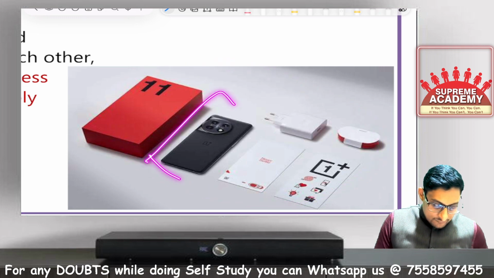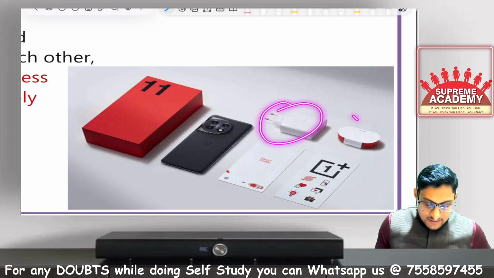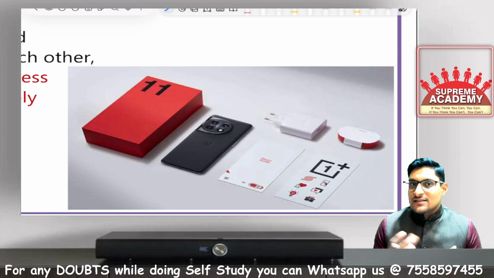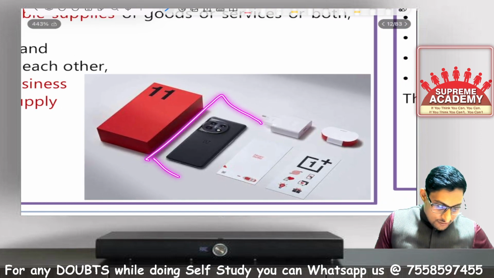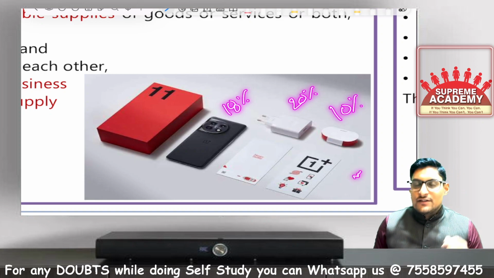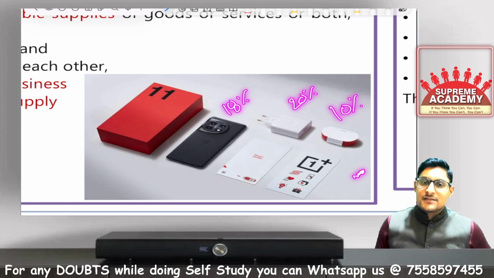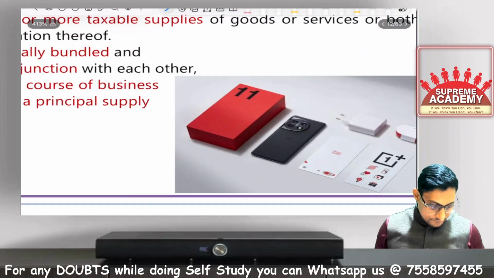And among this, the supply of the handset of the mobile phone is a principal supply, and the supply of the charger and the cable along with this handset is an ancillary supply. And under composite supply, the tax rate considered will be that of the principal supply. Say for example, 18%, 20%, 10%. On the whole supply, which tax rate are you going to apply? You are going to apply the tax rate of the principal supply. So the principal supply is the supply of the handset, so the 18% tax rate will be applicable on the whole supply. This is what composite supply is about.